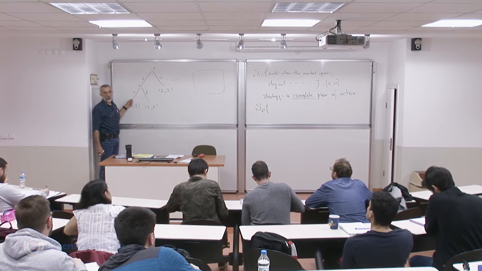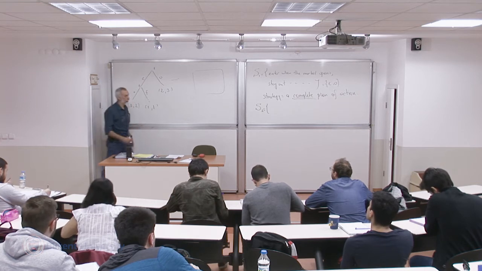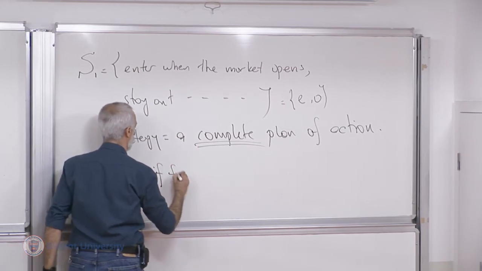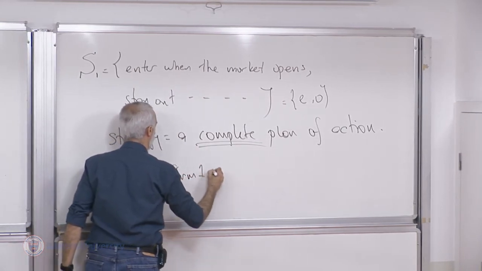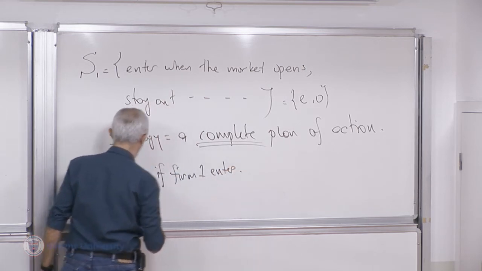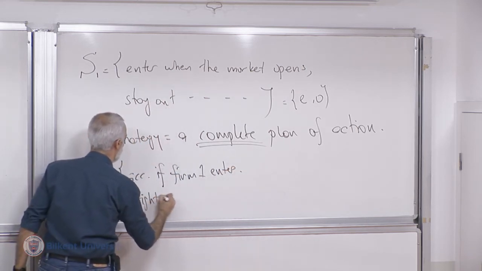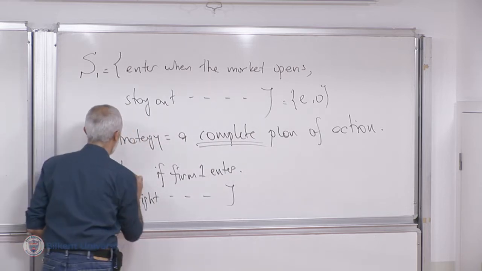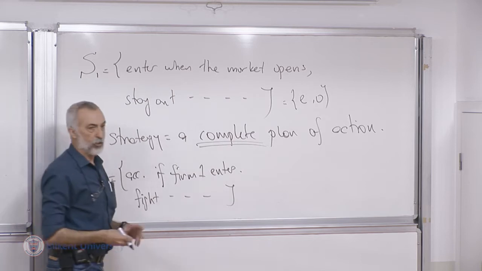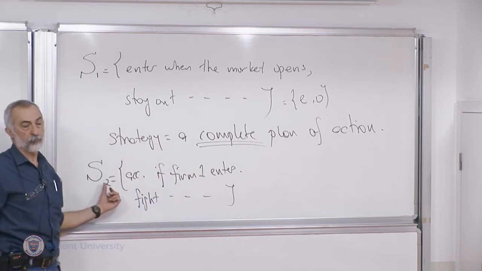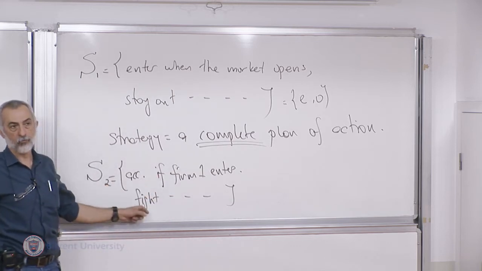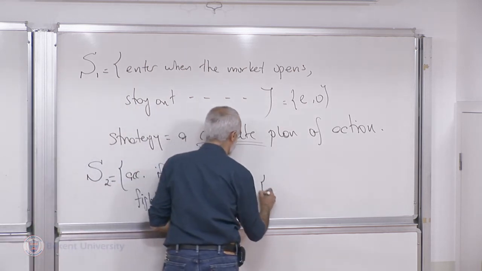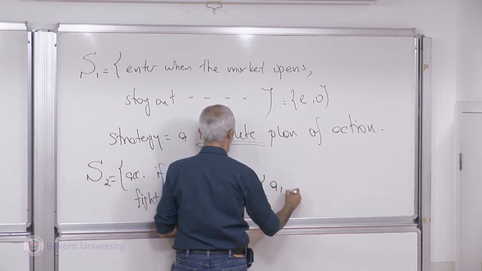Well, accommodate if firm 1 enters. Fight if firm 1 enters. Those are the two plans of action available to firm 2, the CEO of firm 2. Okay? So again, this is too much writing, so I will just write A and F.